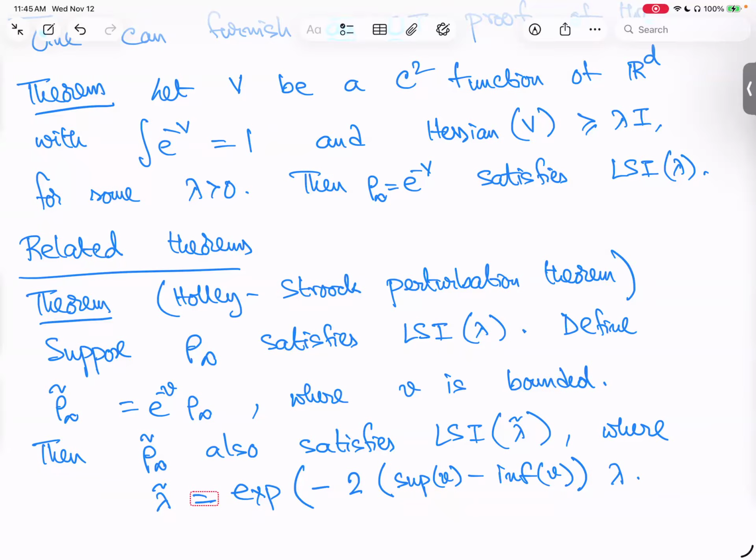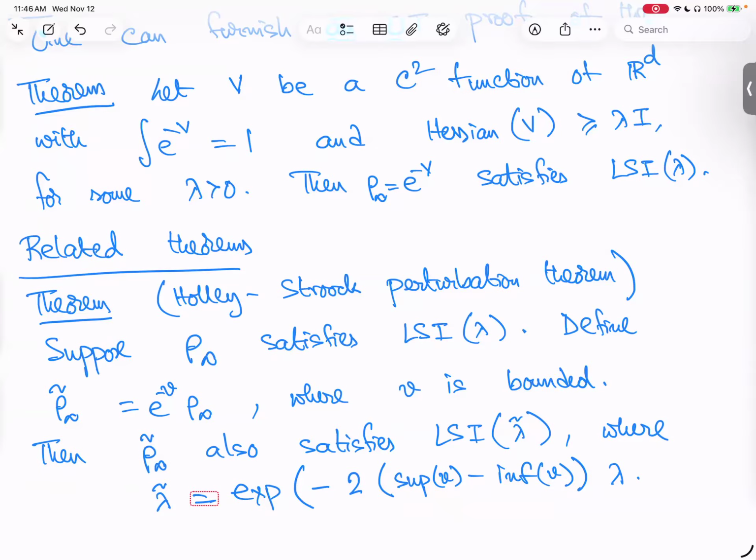Okay. By the way, I say the words negative effect on lambda. It should be quite clear that the bigger the lambda is, at least from an application point of view, that's better. Because if lambda is bigger, then you're getting more uniformly convex, so your gradient flows will converge faster. Okay, so this is the Holley-Stroock thing.